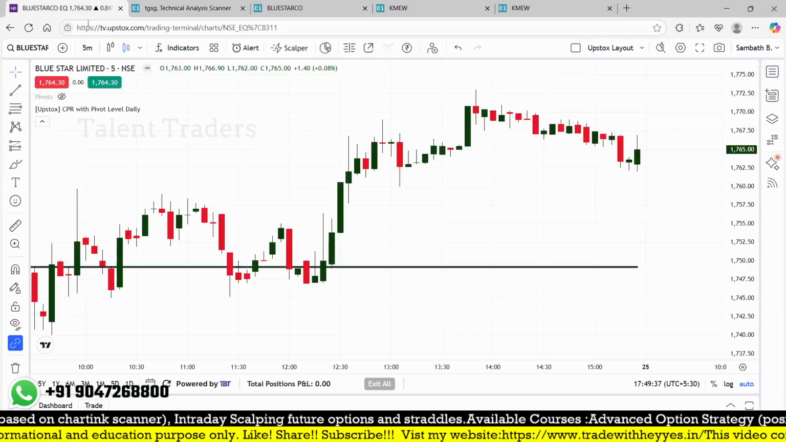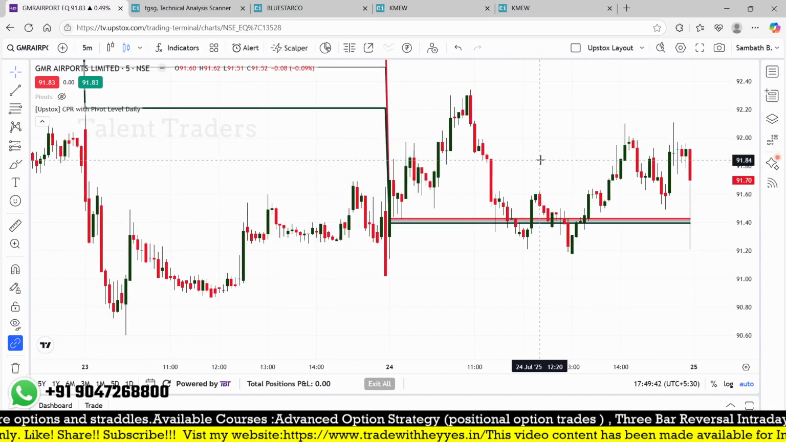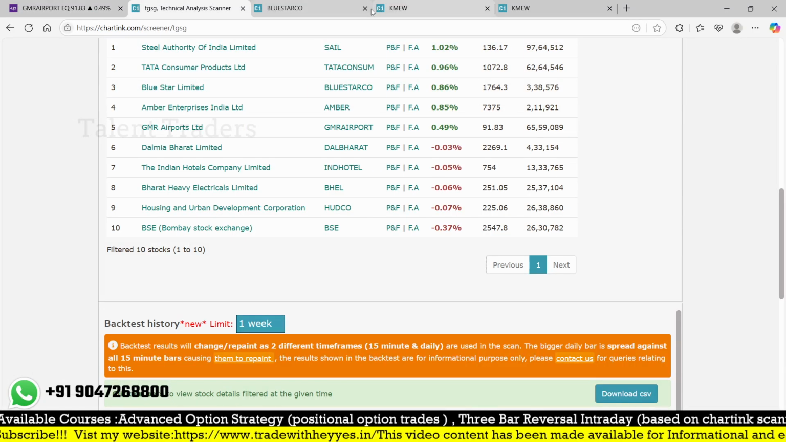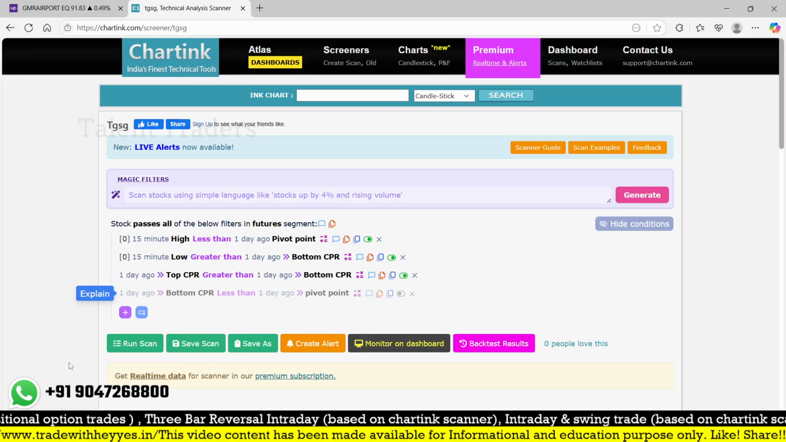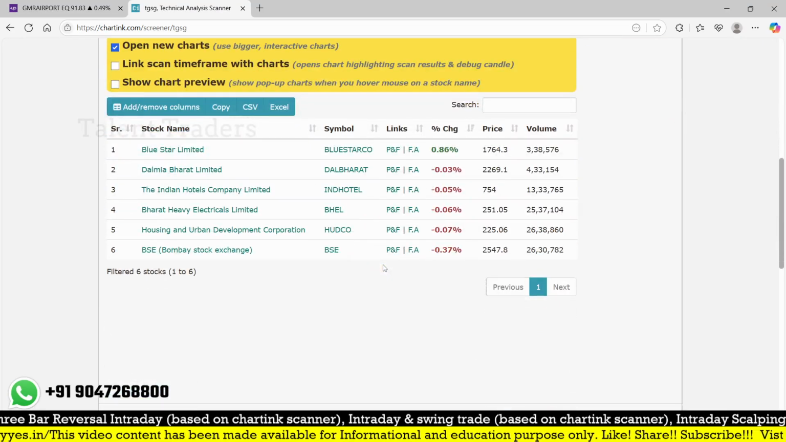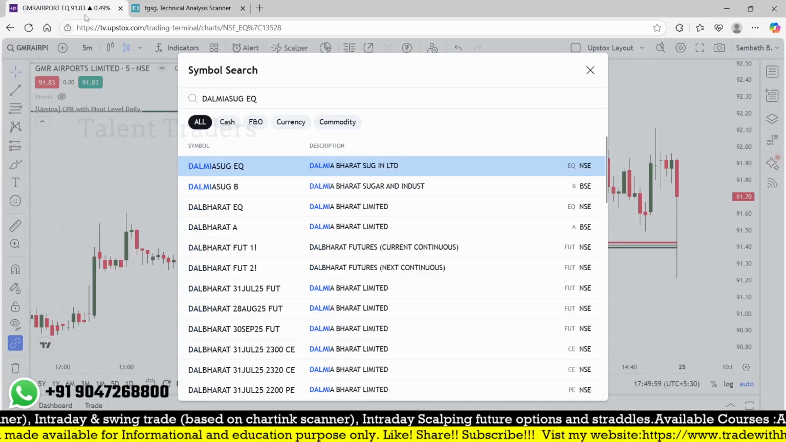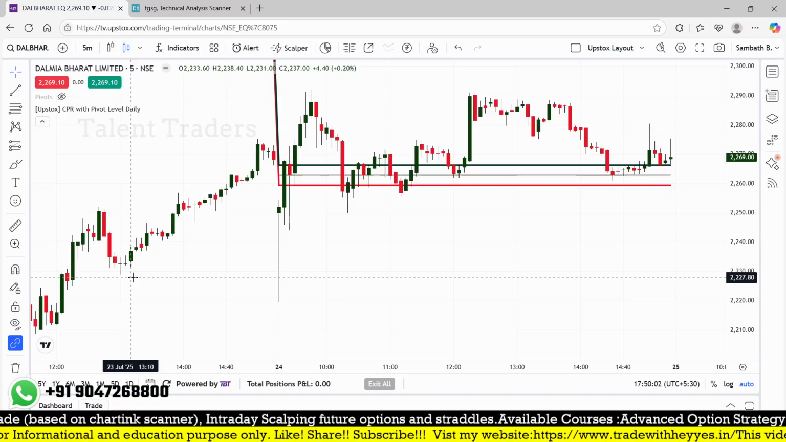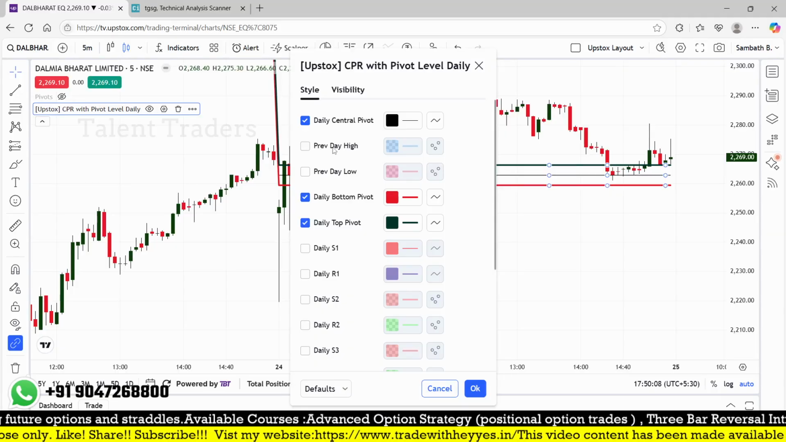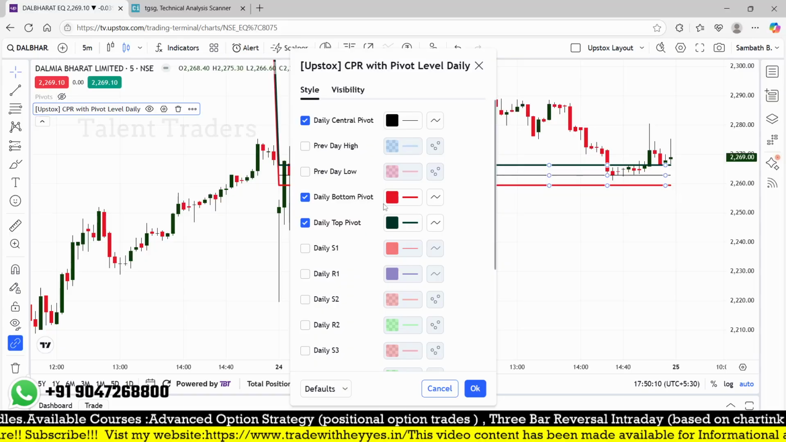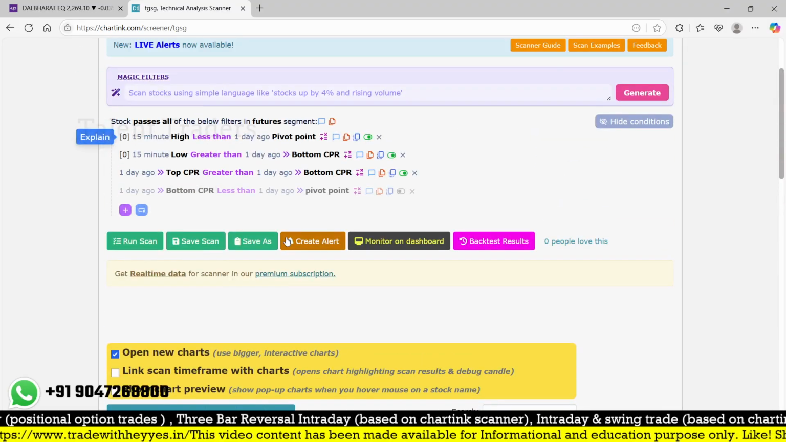Let me check with GMR. Hmm, some issue is there, so we need to fetch it. What is that? This one. Star again, King, Dalmia Bharat. In this case, the central pivot is black and the bottom is red. That is already at the bottom. The top is greater, where we made a mistake.